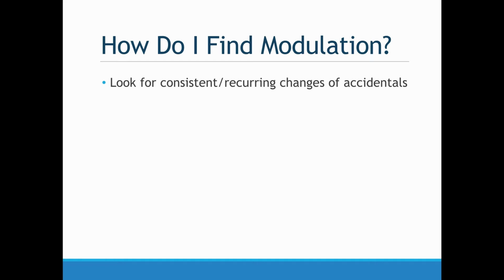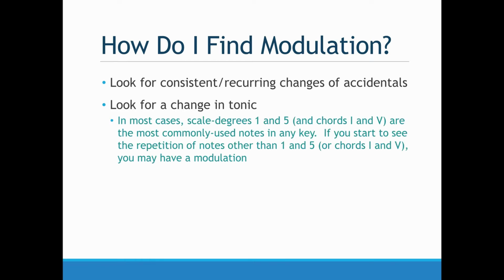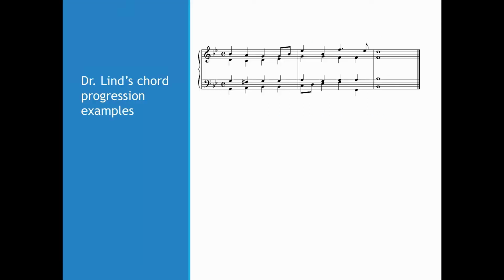So what we can also look for is a change of tonic. In most keys, scale degrees 1 and 5 and the tonic and dominant chords are the most commonly used notes or chords in those keys. So if you start to see a shift to using, for example, 3 and 7, notes, the repetition of notes that are not 1 and 5, then that's actually suggesting that you're going to have a modulation of some kind. Let's take a look at a sample progression. Let's have a listen before we begin.